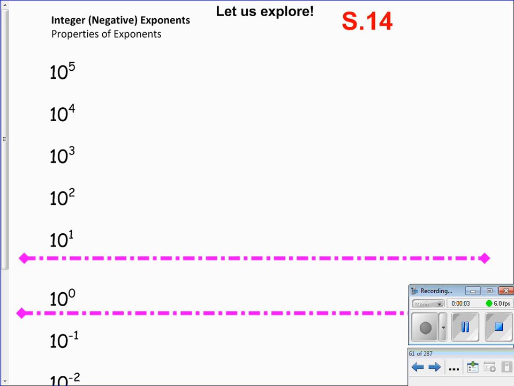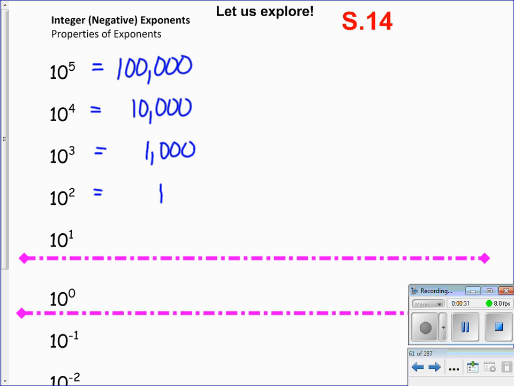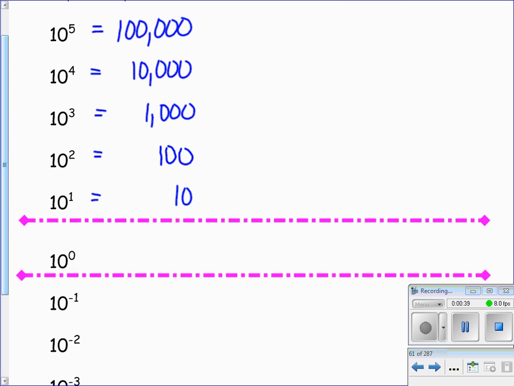We're still working with exponents, and today we learned what happens when we are dealing with integer exponents, otherwise known as the negative exponents. So just to recap, if I have 10 raised to the 5th power, and I did 10 multiplied by itself 5 times, I would get 100,000. 10 to the 4th power equates to 10,000. 10 cubed equals 1,000. 10 squared is 100, and 10 to the 1st power is 10. We also learned last week that 10 to the 0 power is equivalent to 1.